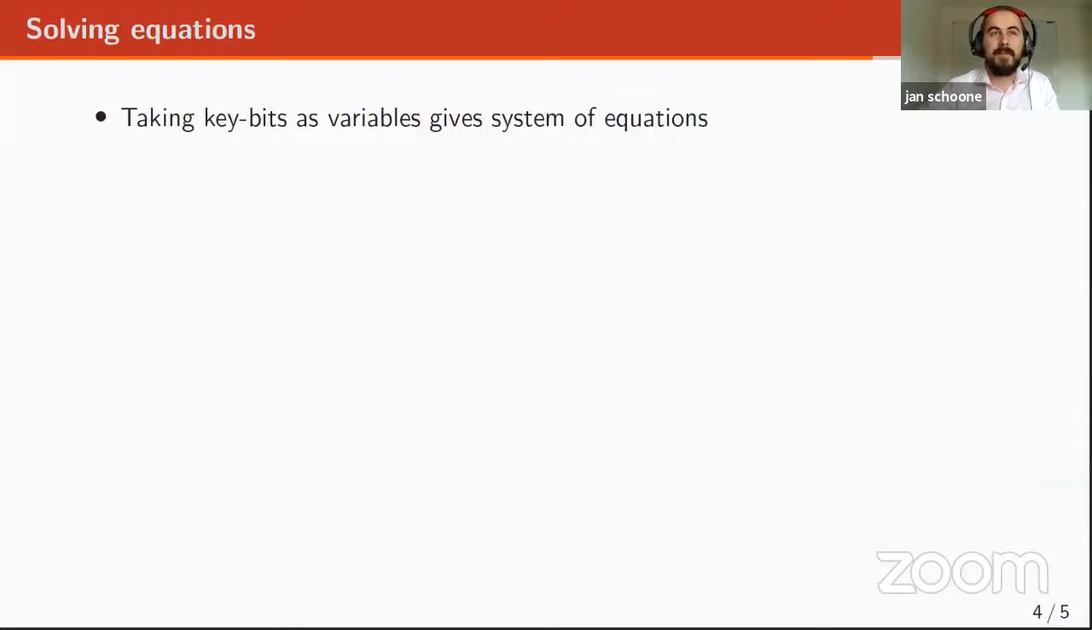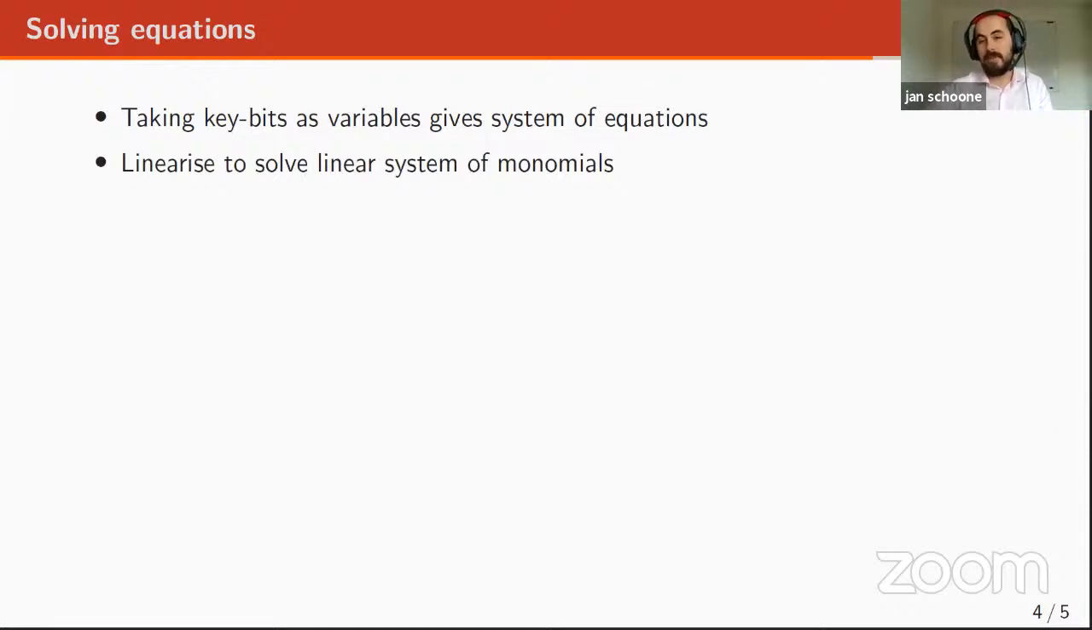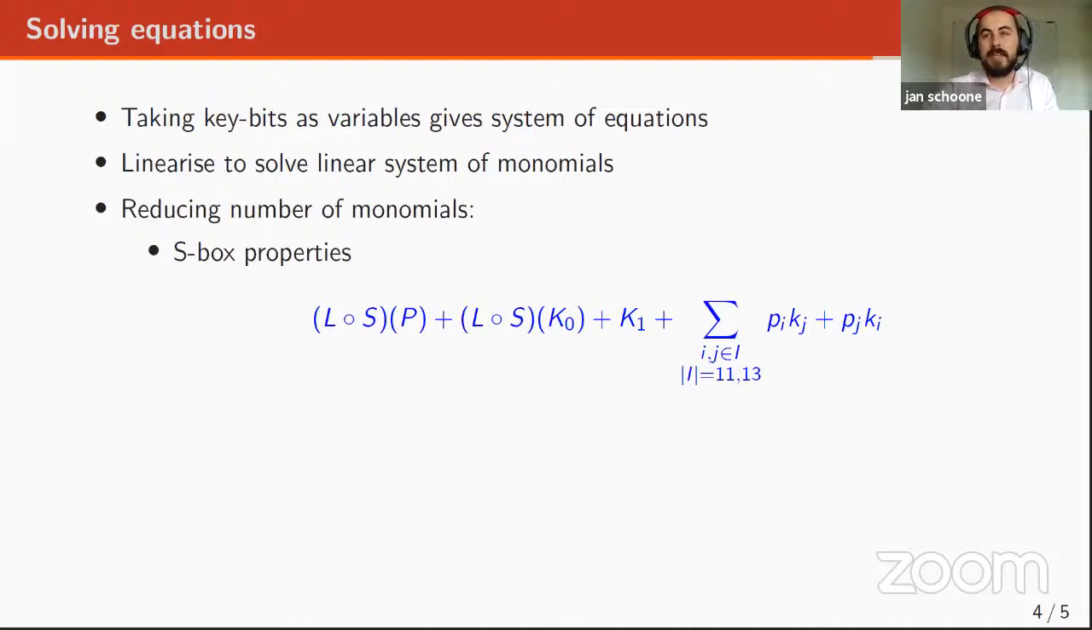So what I just said, we take the key bits as variables and we get systems of equations. Then we need to linearize this and then we can solve for the key bits. However, the number of monomials is way too big for this to give a solution. So we have several attempts to reduce the number of monomials. The first one is by using the properties of the S-box. If you spell out the algebraic normal form of the S-box used and then apply a linear layer, you can see that you will get something like this.